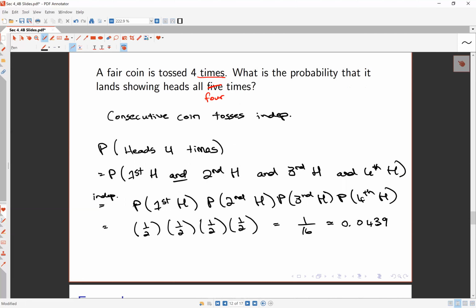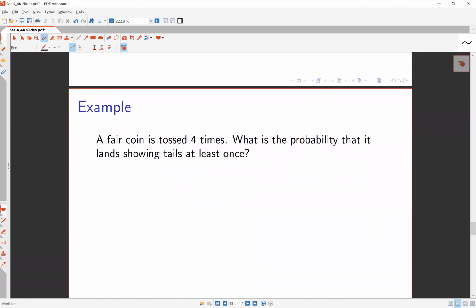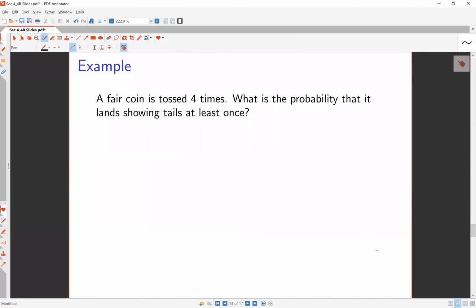Okay, so I was able to use independence here. Similar problem: a fair coin is tossed 4 times. What is the probability that it lands showing tails at least once? Now, whenever you see the keyword at least or at most, ask yourself, what is the opposite of that statement? Or what is the complement of that statement?